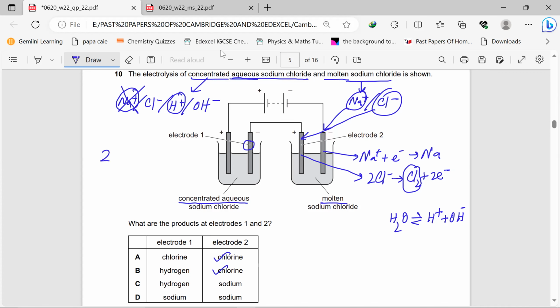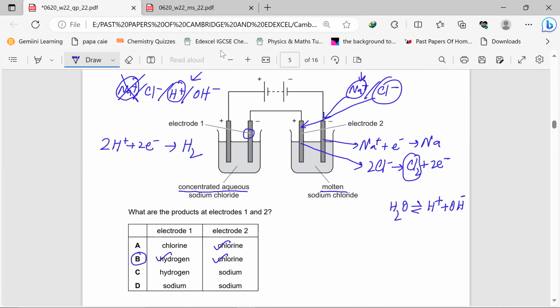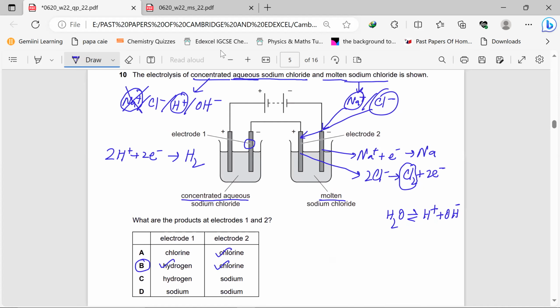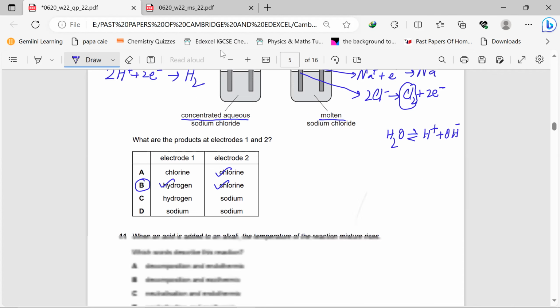So hydrogen ion will go, and if hydrogen ion goes to the negatively charged electrode, two hydrogen ions will gain 2 electrons to form hydrogen gas. So this is the only correct answer, hydrogen and chlorine. So B is the only correct thing. I hope you understand. These seem like difficult questions, but they are easy if you have a proper understanding of electrolysis. Only this one question is good enough to judge whether you have a proper understanding of electrolysis for O levels purpose or not. One question is enough.